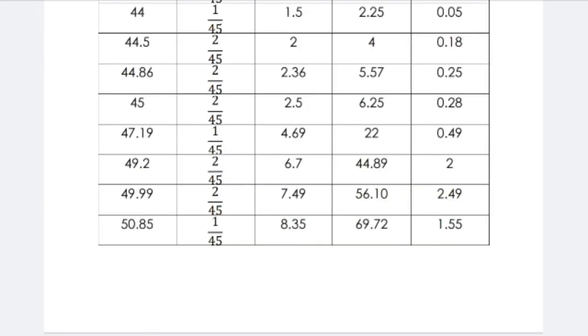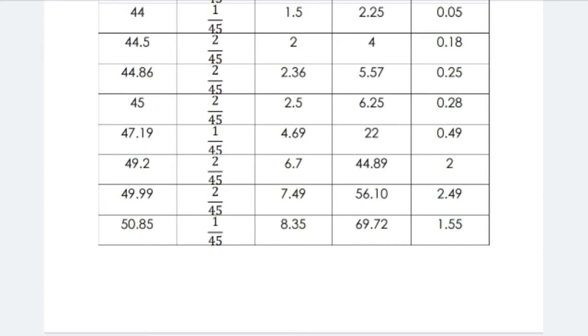The next sample mean is 44, with a probability of 1 of 45. 44 minus 42.5 is 1.5. The square of 1.5 is 2.25. And the probability 1 of 45 times 2.25 is 0.05 hundredths.